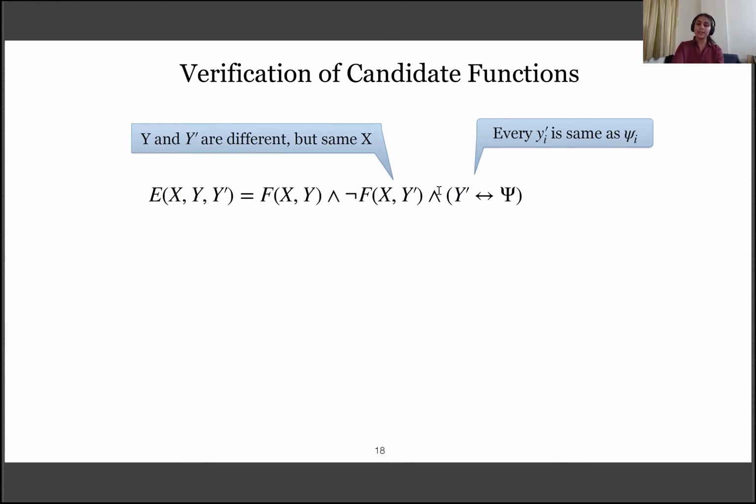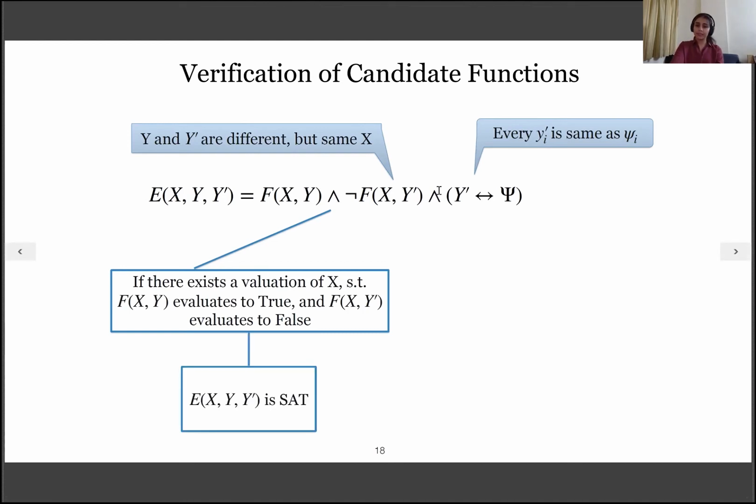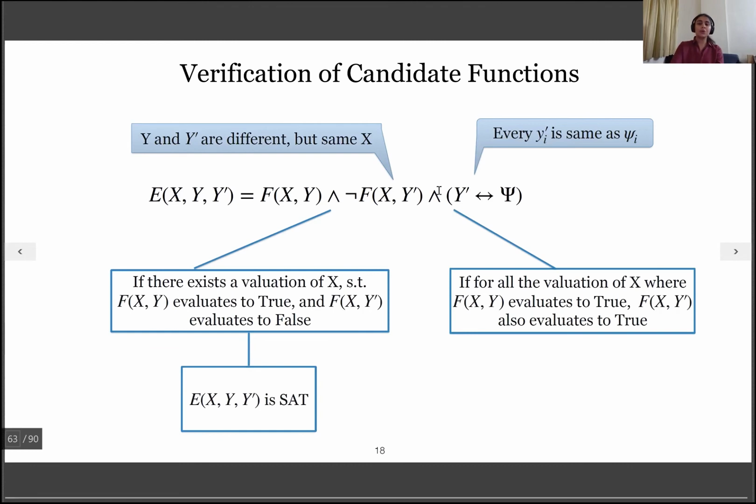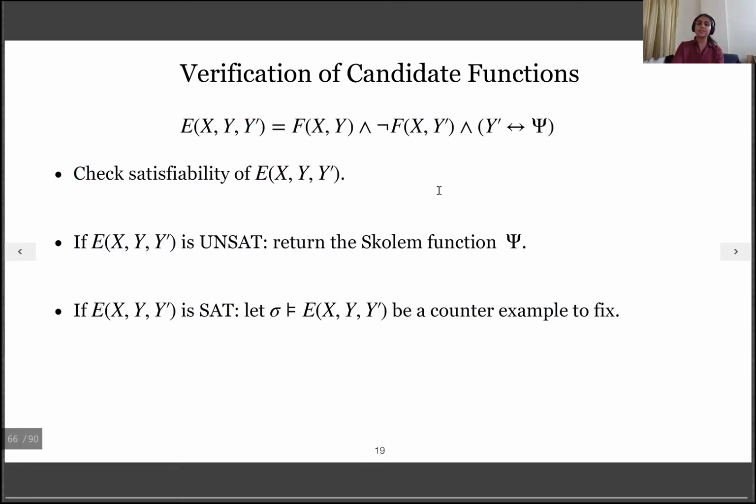So if the candidates are not Skolem functions, then there exists a valuation of x for which f of x,y equals true and f of x,y prime equals false. And so this negation here will ensure that the error formula is set. And if the candidates are Skolem functions, then for all the valuations of x for which f of x,y equals true, f of x,y prime also equals true. And this negation here will ensure this error formula is unset. So as a verification check, Manthan checks the satisfiability of this error formula. If the error formula is unsat, Manthan returns psi as the Skolem function.